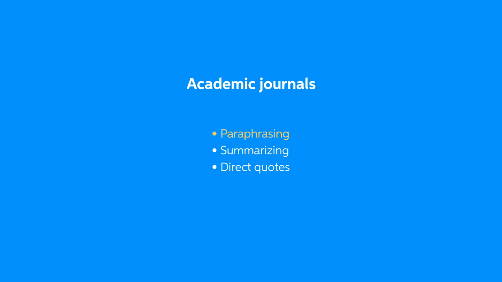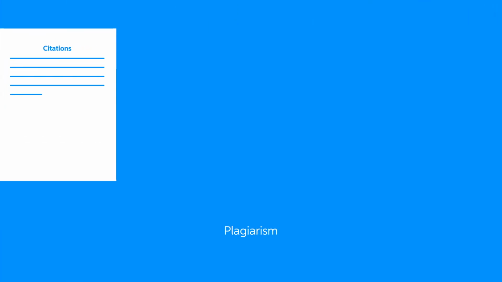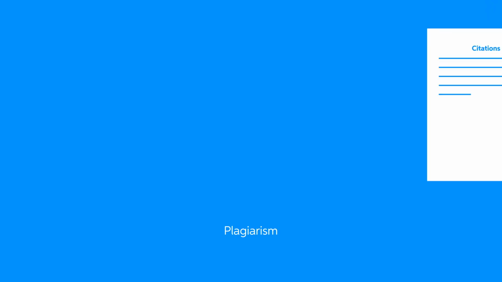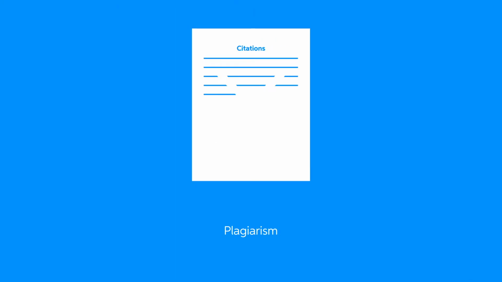This can be done by paraphrasing, summarizing, or even directly quoting the information from the article. However, if you do this, you need to make sure that you cite the source correctly. If you make a mistake in your citation, you could be accused of plagiarism. Let's take a look at how to cite an academic journal article in MLA format.